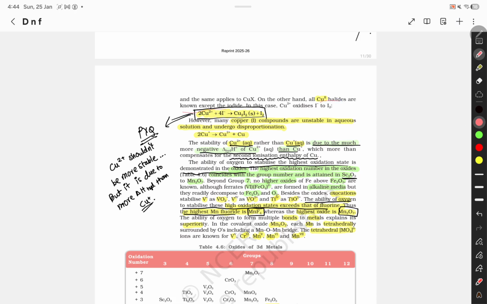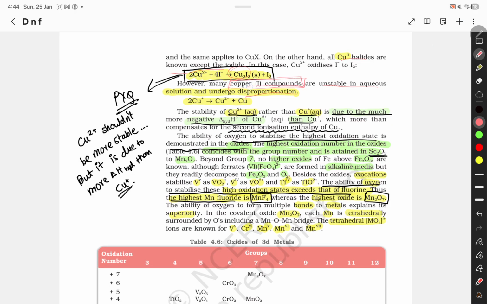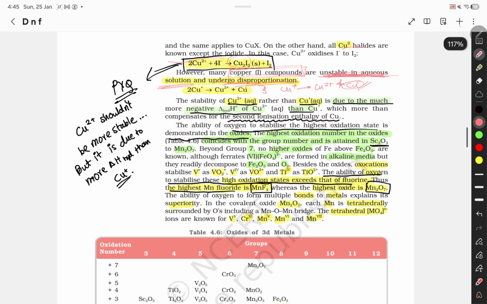Cu2 plus halides are all known except the iodide, because iodide gets very disproportionated. Basically, what happens is that Cu2I2 will be forming instead, because Cu2 plus oxidizes I minus to I2. Okay, that's the reason. Copper 1 plus compounds are unstable in aqueous medium, and they undergo disproportionation. Okay, so Cu plus becomes Cu2 plus and Cu. So that's something that we always tend to miss.